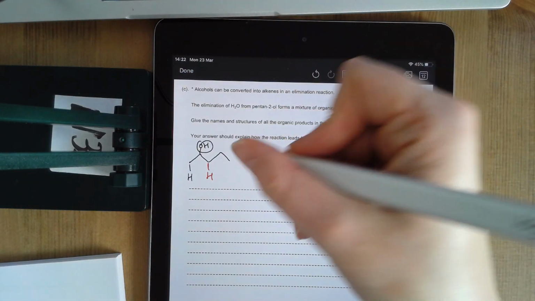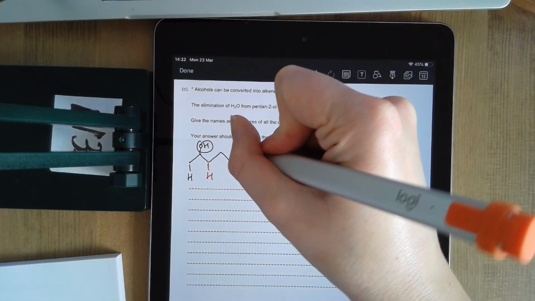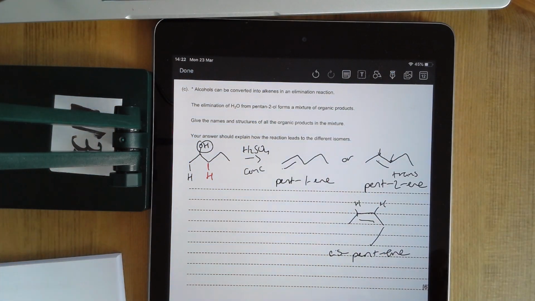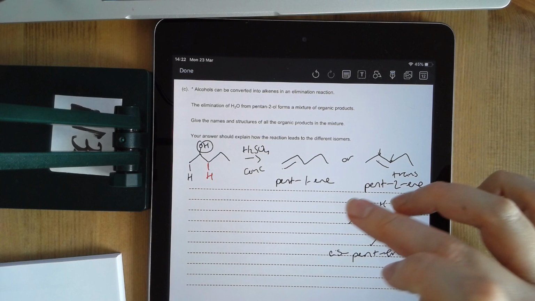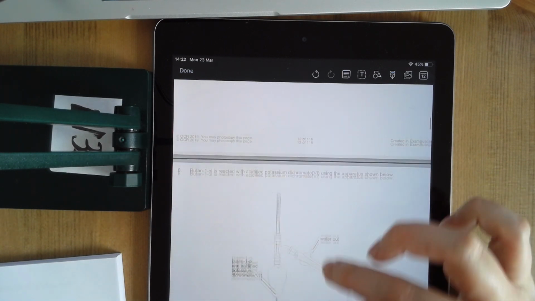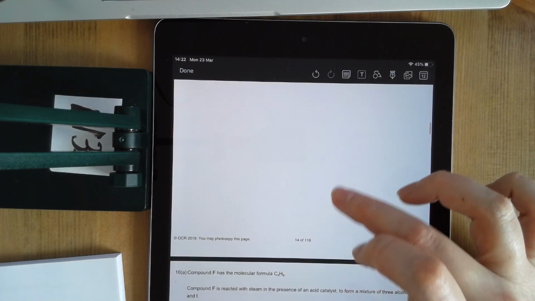You can also give a reagent here. It's not on the mark scheme, but in order to dehydrate, you would use concentrated H2SO4. I would always include the reagent, even though for some reason it's not on the mark scheme. With the rest of these questions, I think they should be fairly straightforward. They are just simple ticking boxes.